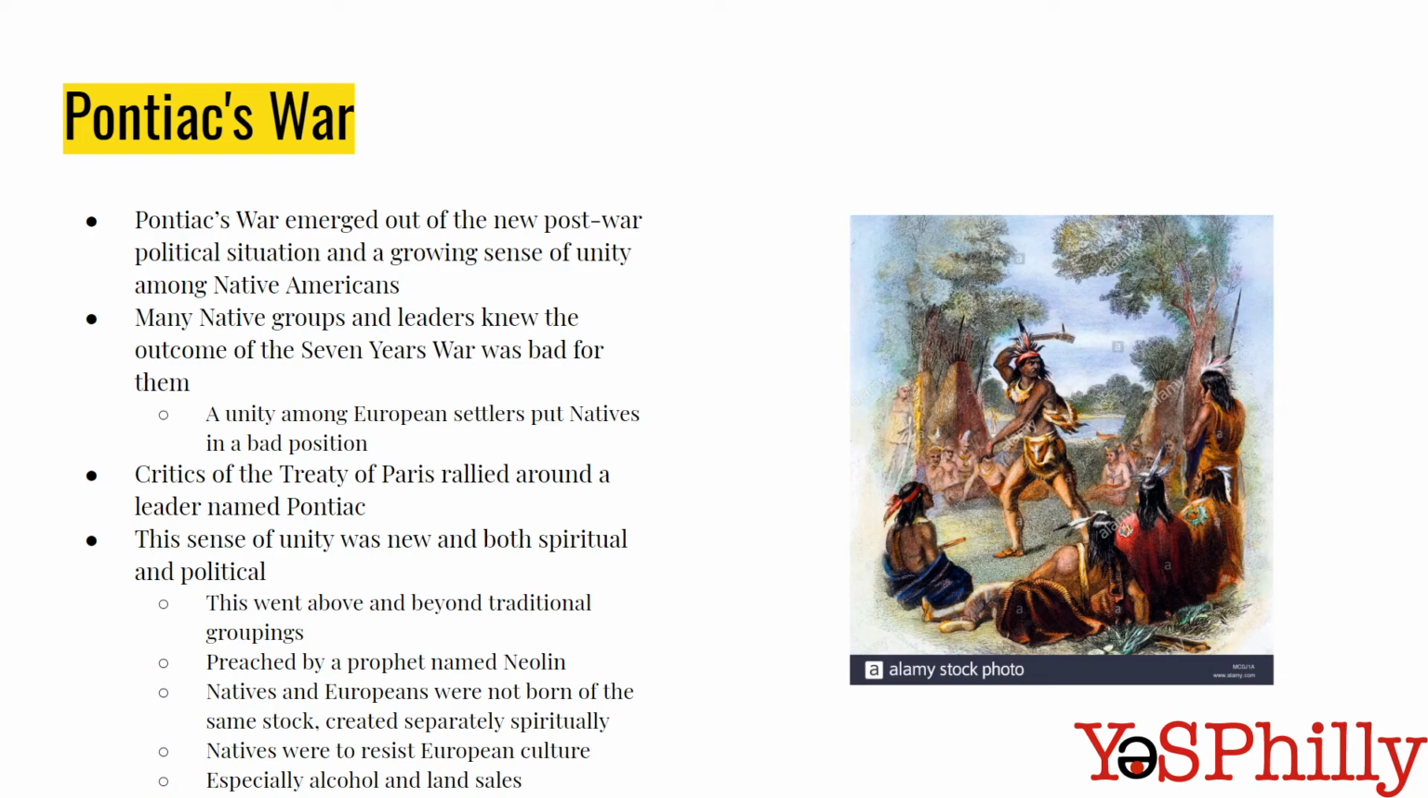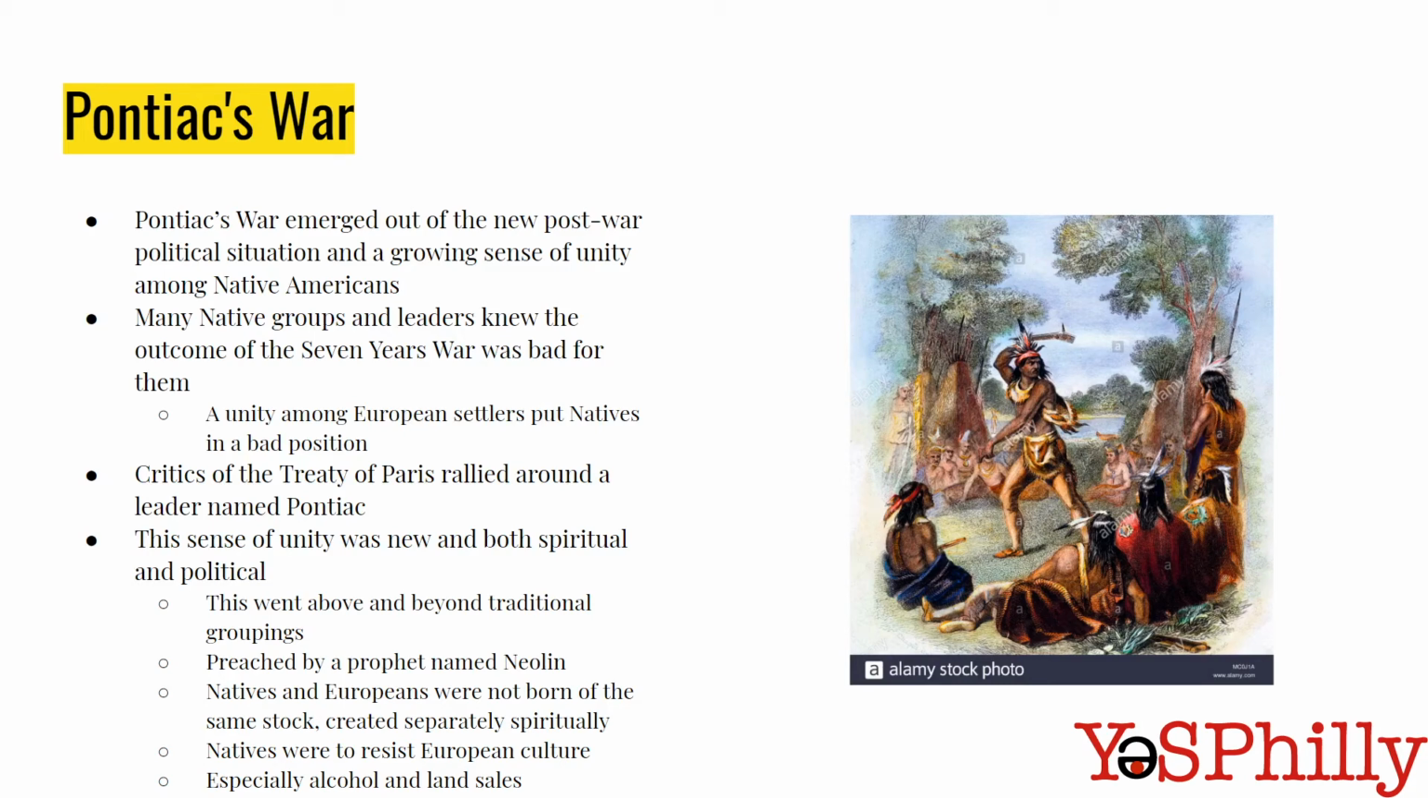Now, that leads critics of the Treaty of Paris to rally around a leader named Pontiac. And this sense of unity among different Native American groups, who spoke different languages and sometimes practiced different religions, was new, and it was both spiritual and political. It went beyond any traditional groupings of Native Americans. It was preached by a prophet named Neolin, and Neolin argued that natives and Europeans were not born of the same stock. They were not the same species. Neolin was saying, look, Europeans are fundamentally different than us. We don't want anything to do with them. They were created separately from us.